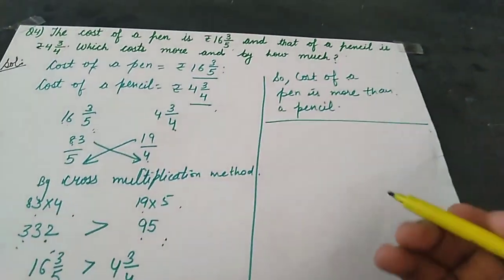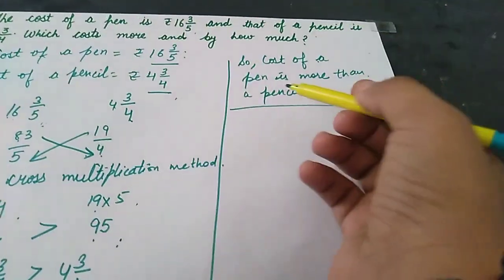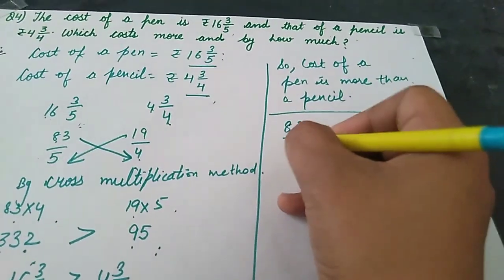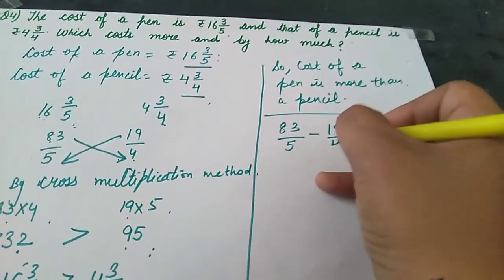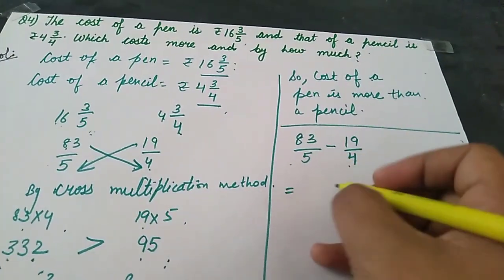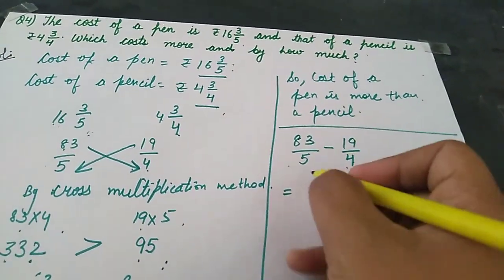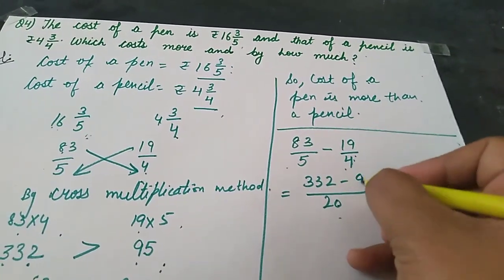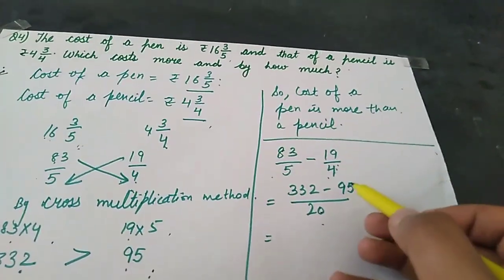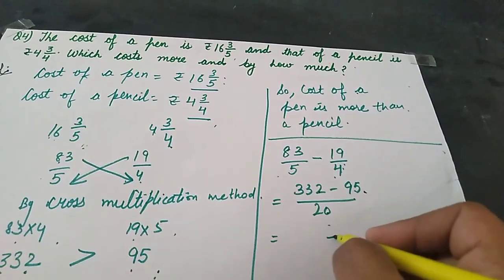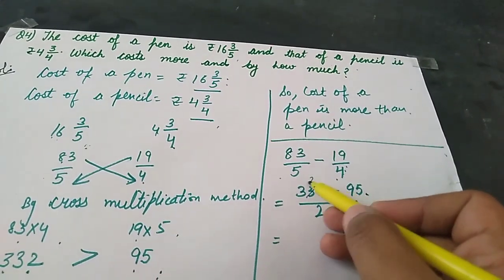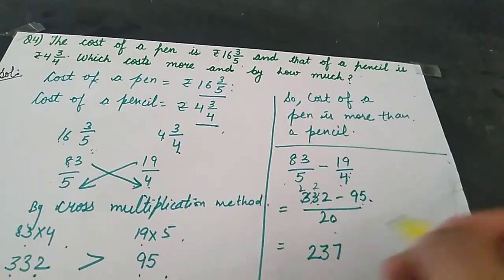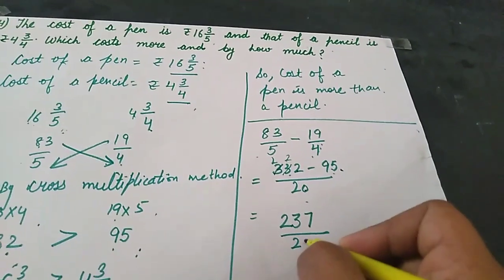Now in step 2, what will you find? By how much. How will you find it? By subtraction. Which values do you subtract? 83 by 5 minus 19 by 4. Similarly take the LCM, which is 20. 83 times 4 is 332, and 20 divided by 4 is 5, 19 times 5 is 95. Now subtract: 332 minus 95 is 237 by 20.